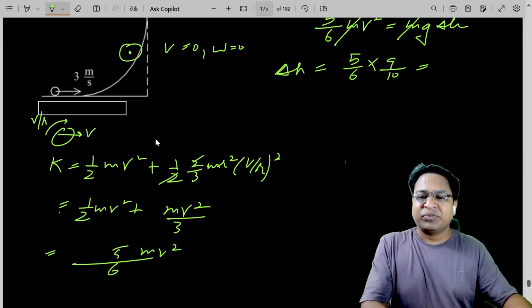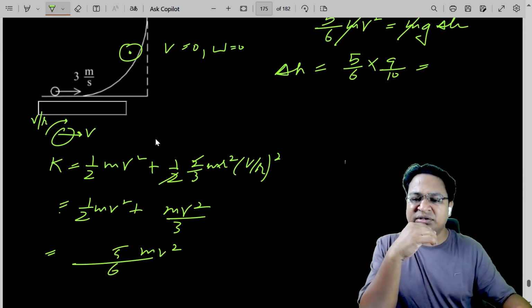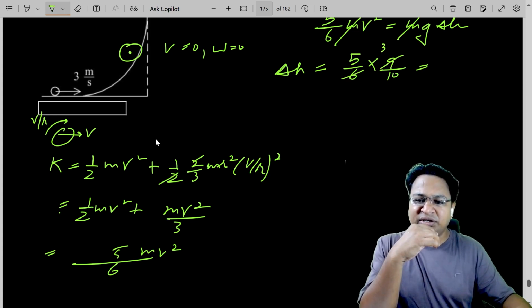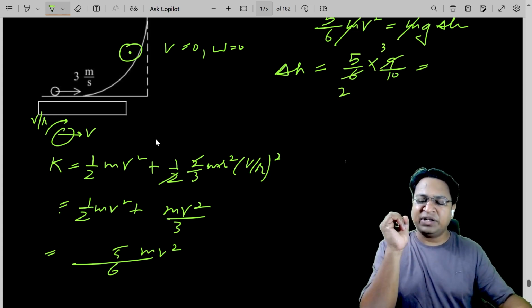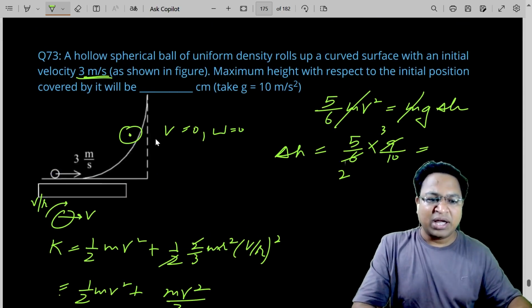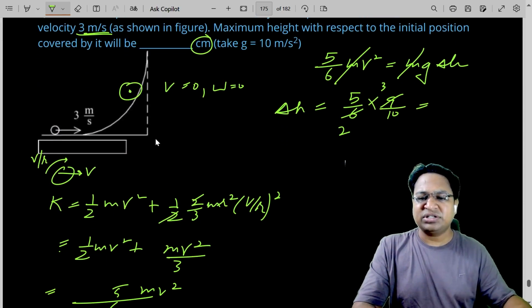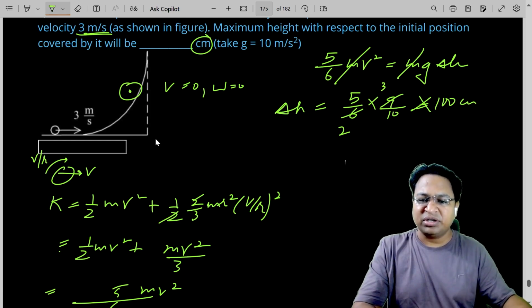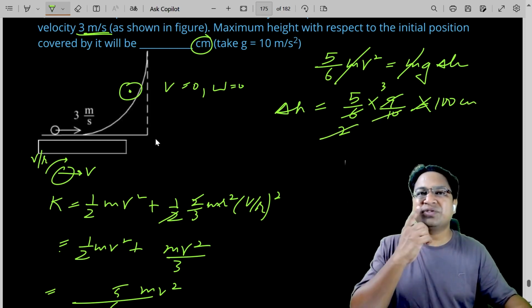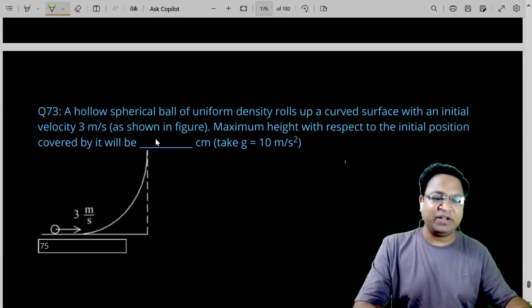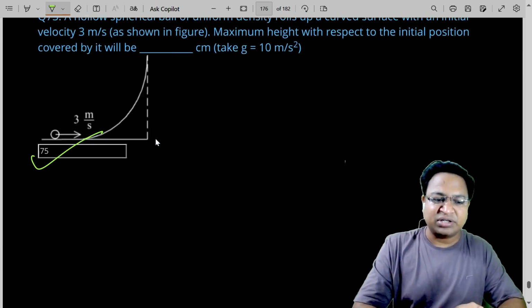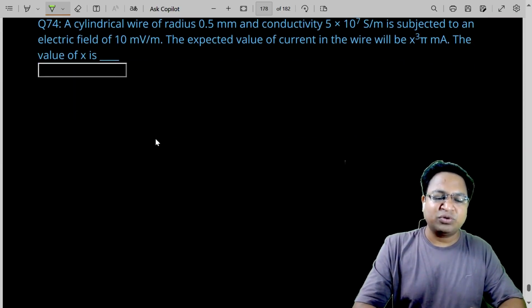So this is 3 times 3, and this is 3 times 2. Okay, 15 by 20. We want to find the answer in centimeters, so this we are going to get in meters. Let me multiply it with 100 to get centimeters. So 2 into 10 is 20, and this becomes 5. So 5 into 3 into 5, that is 75. So 75 is what we are looking for as the answer. That is correct. Okay, next we go to question number 74.